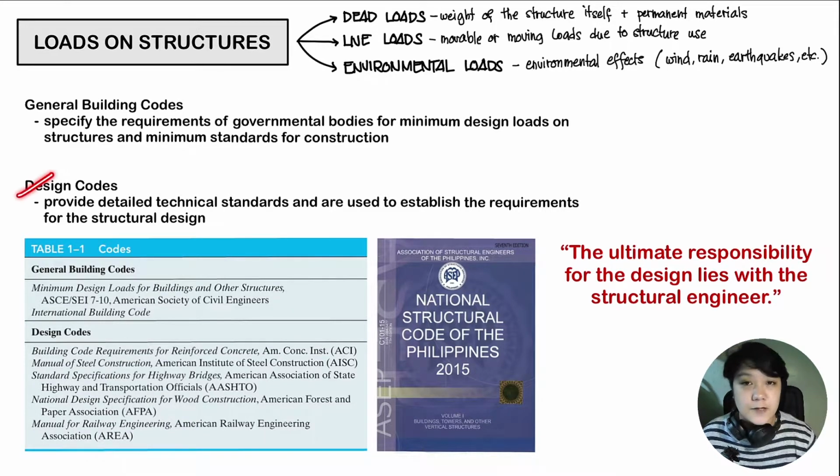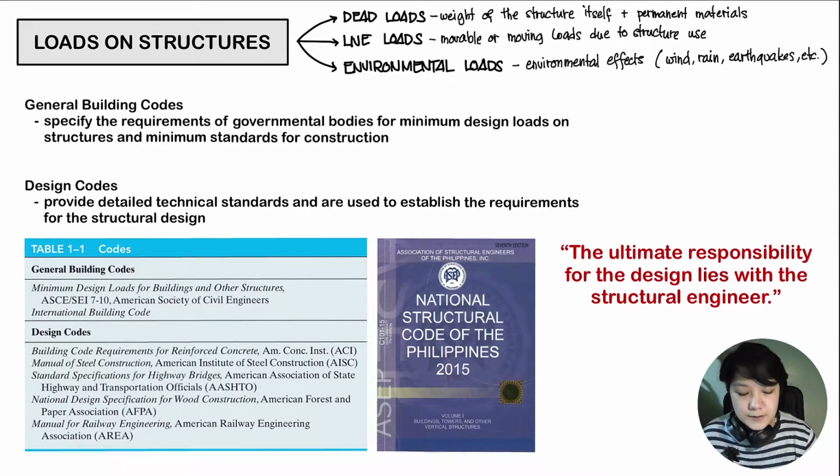The second one is your design codes. These provide detailed technical standards and are used to establish the requirements for structural design. We have here Table 1-1 that provides some examples of your general building codes and your design codes.